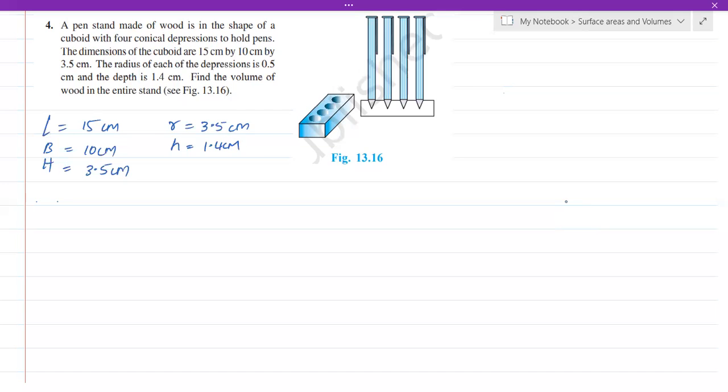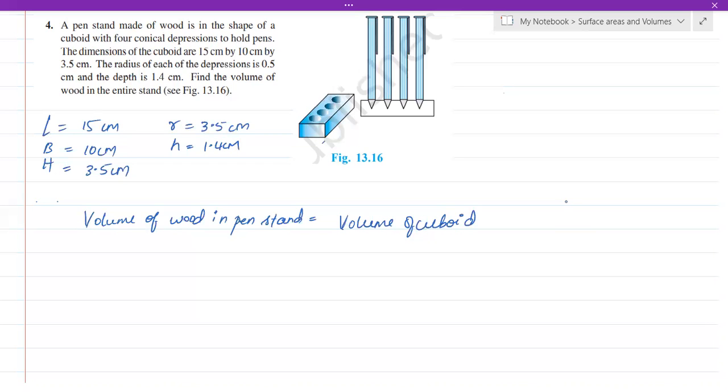Now what we have to calculate is the volume of the wood in the pen stand. What we'll do is, let's find the volume of the cuboid.